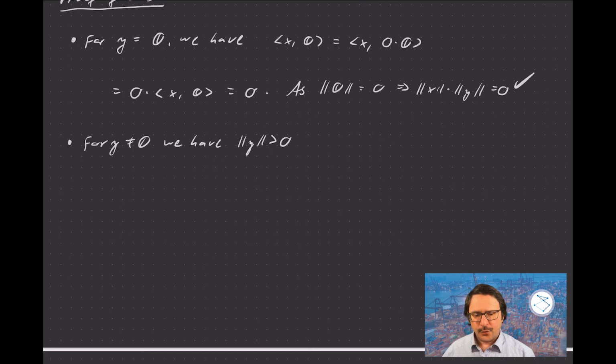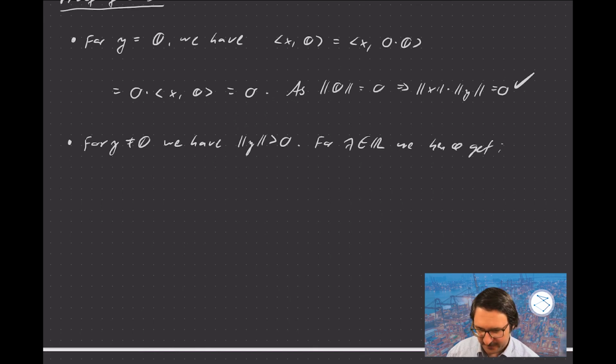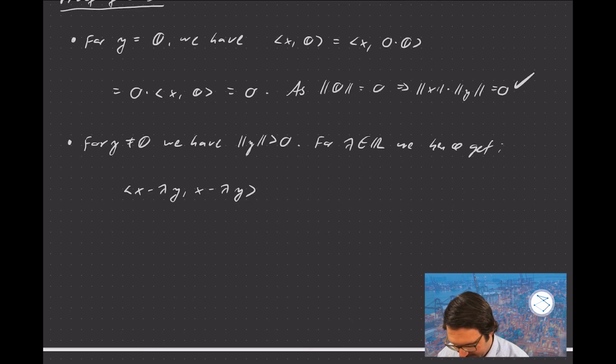So we can have a look at a linear combination of x and some multiple of y. And we later set that multiple suitably. So the idea is, for any lambda in R, we hence get the following. We can have a look at the scalar product of x minus lambda y with itself. That's a scalar product of a vector with itself. So that means that's always non-negative. Right? First property of scalar products.